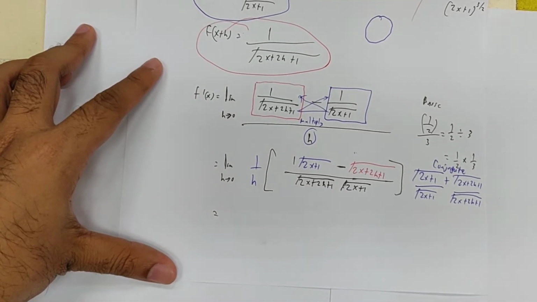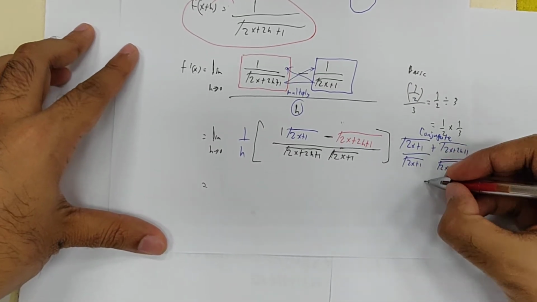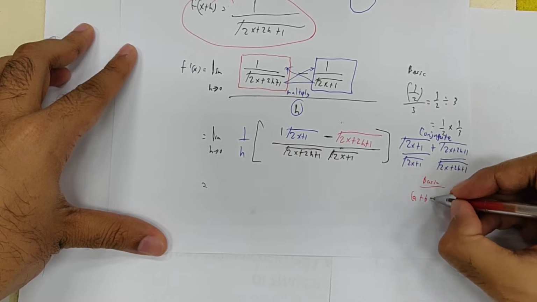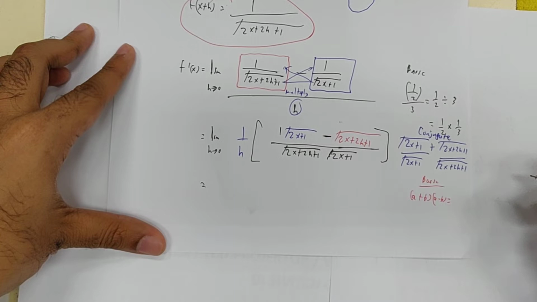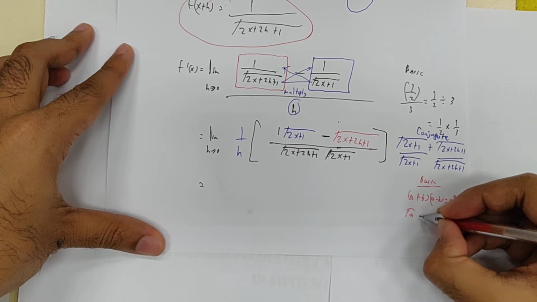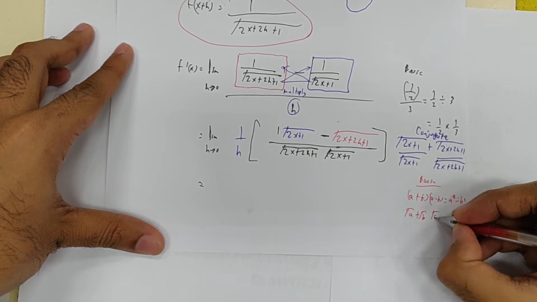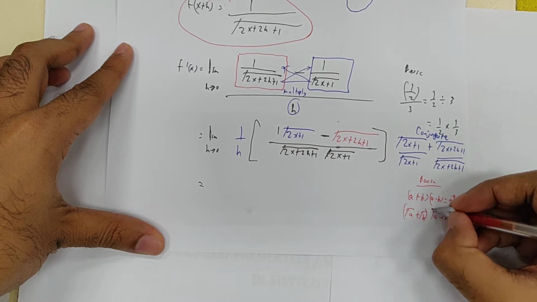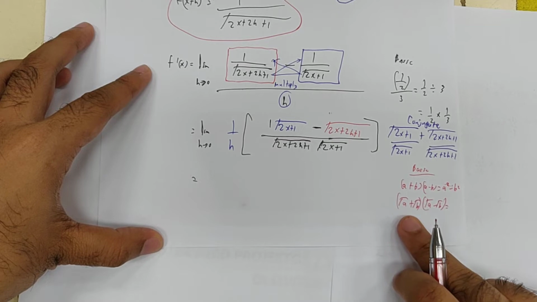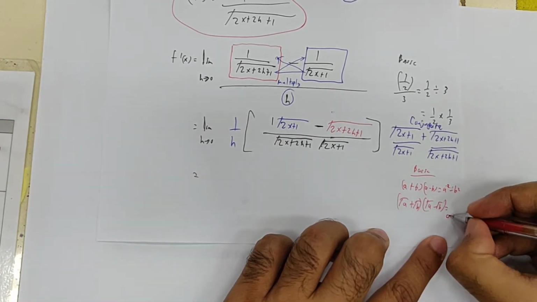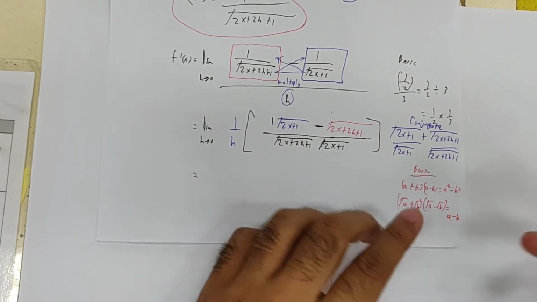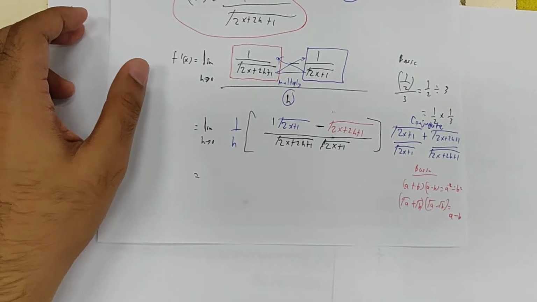Okay, and remember some of your basics. A plus B times A minus B, what do I get? A squared minus B squared. Square root A plus square root B multiplied with square root A minus square root B, what do I get? A minus B, because the square root and square root cancel out. You okay with that?